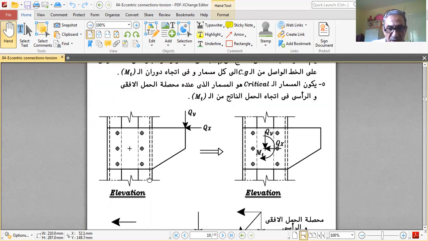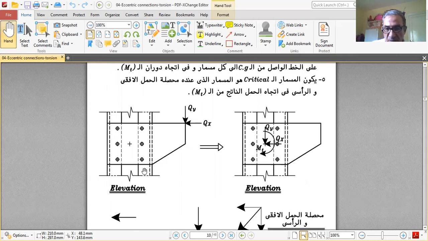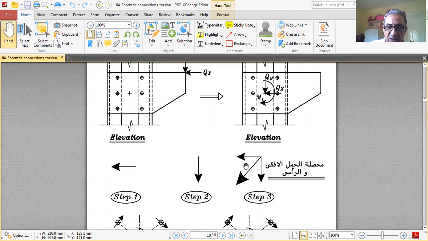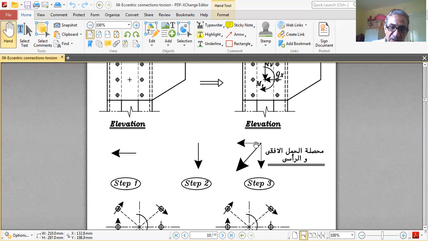So we have this elevation, Qx and Qy over here, 6 bolts. We convert it to this one, Qx and Qy, not at the tip but at the CG of the bolts, plus MT. At each bolt we have this X component and Y component. This is X divided by the number of bolts, and Y divided by the number of bolts, and this is the resultant, the vectorial resultant of the two forces.